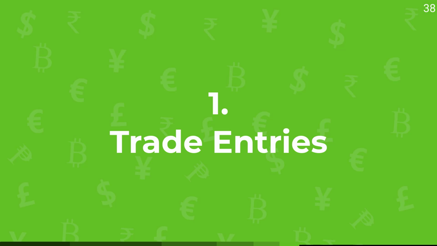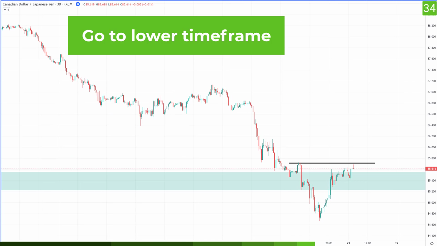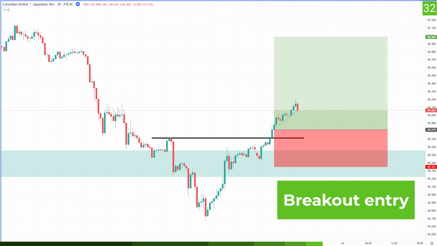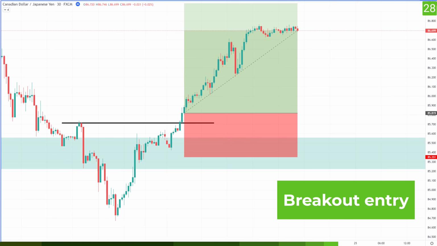Trade entries. For timing the best trades, you wait for the price to get to a level, then you drop to a lower time frame and see confirmation that the level is holding before getting in. Confirmation, for example, can be a pattern breakout.